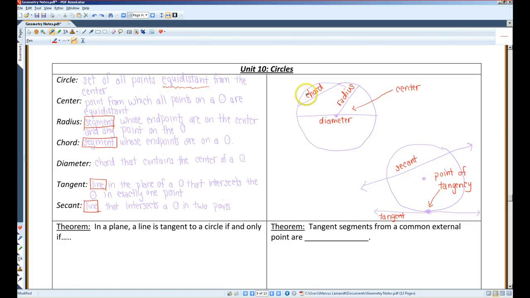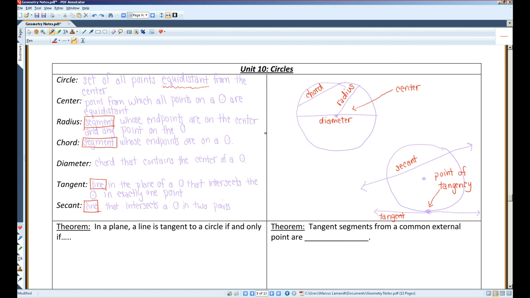Alright, if you guys could please turn to Unit 10, Circles. A circle is the set of all points in a plane that are equidistant, that means equal distance, from a given point called the center of the circle. So this is a circle. I think all you guys know what a circle is.